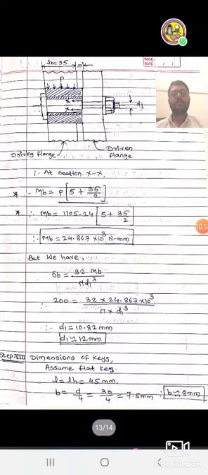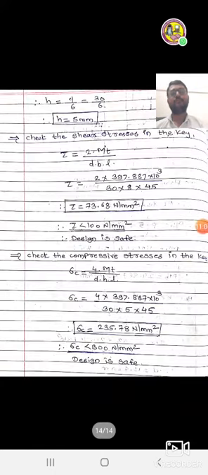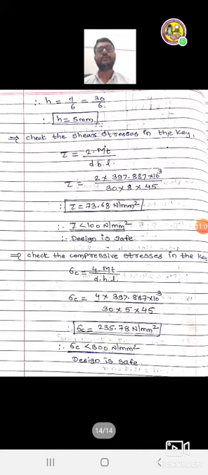Next step is dimensions of keys. Assume flat key. For flat key L equal to lh equal to 45 mm, b equal to d by 4, means 7.5 mm, means approximate value is 8 mm. Next h equal to d by 6, h equal to 5 mm. Check the shear stresses in the key. We know that shear stress for key is 2 mt upon d b l. Here we get actual shear stress 73.68 and our permissible shear stress is 100, means our design is safe.